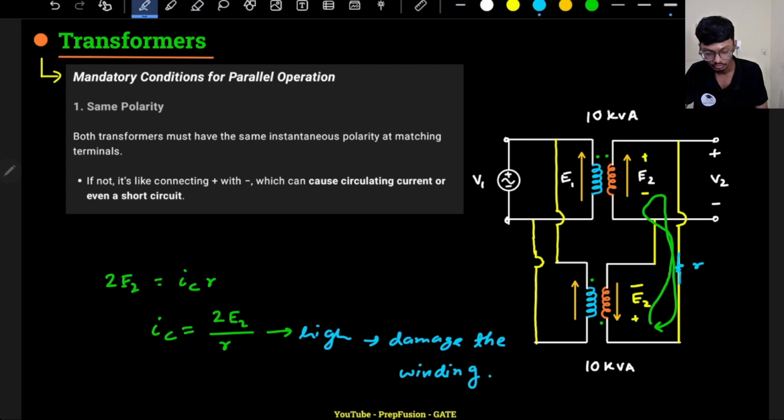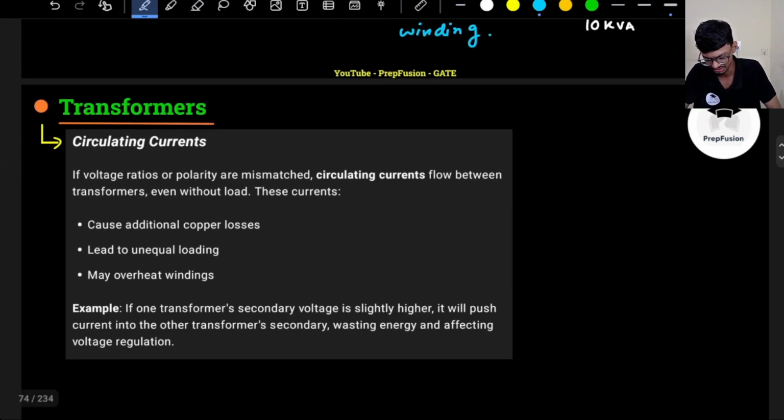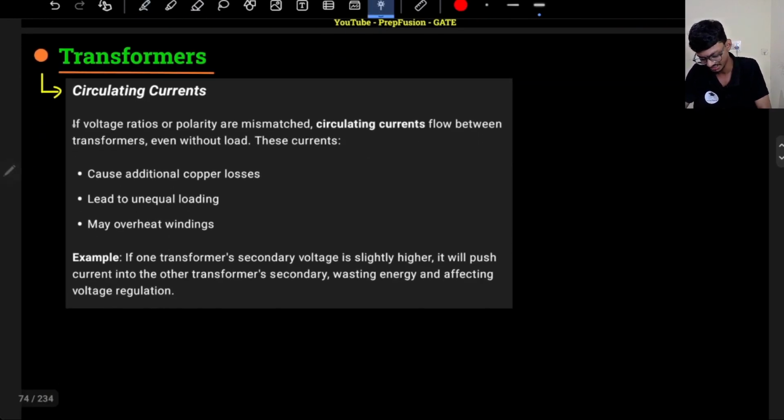That is the problem. So that's why they must be connected in the same polarity. Pretty easy and obvious to understand. I don't feel this is much difficult. The reason is given here: circulating current will flow, it will overheat, and all those things.